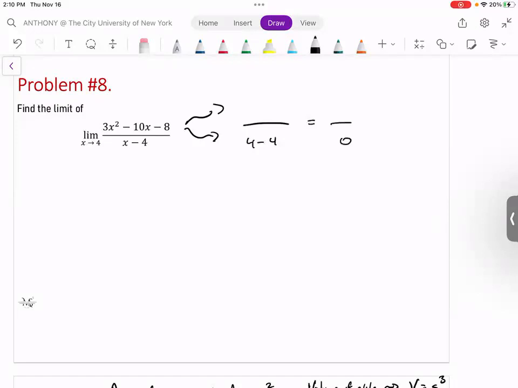And the top would be, well, 3 times 4 squared minus, sorry, my bad. Let me just rewrite this. It would be 10 times 4 minus 8. So 4 squared is 16. 16 times 3 is 48. So this number is 48. The next number would have been 40. So we have 48 minus 40 minus 8. So 48 minus 40 is 8. 8 minus 8 is 0. So you get 0 over 0.